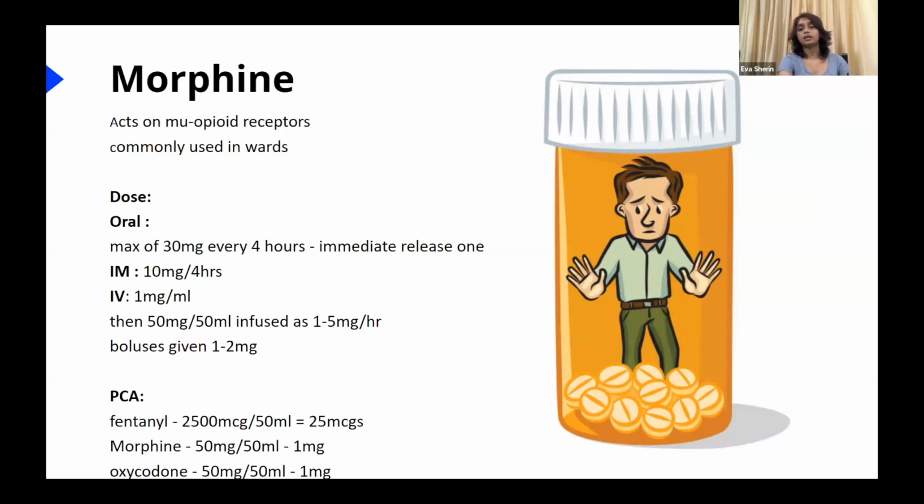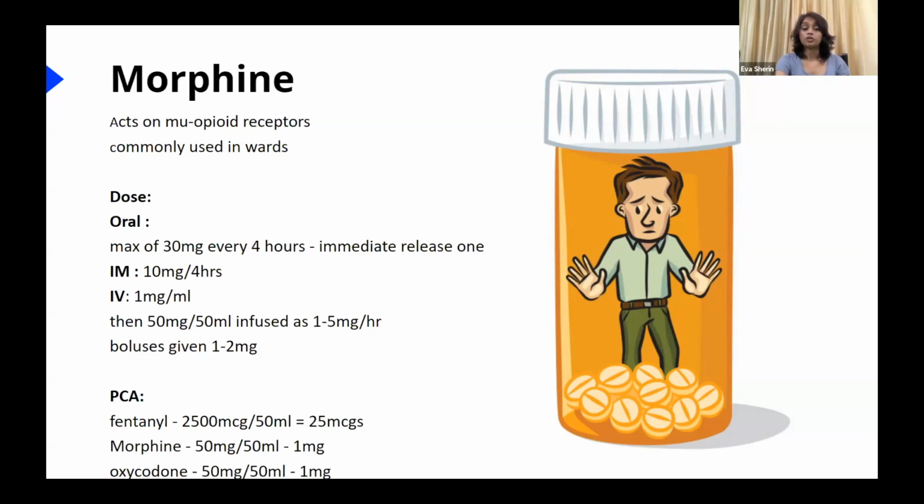The sustained release one, I think everyone would already know. You give it at a dose of 10 milligrams or 20 milligrams twice a day. I haven't given 30 milligrams twice a day. I've given a maximum of 20 milligrams twice a day for the sustained release one. A maximum of 30 milligrams every 4 hours you can give for an immediate release one. IM is 10 milligrams every 4 hours, and IV is 1 milligram per ml.